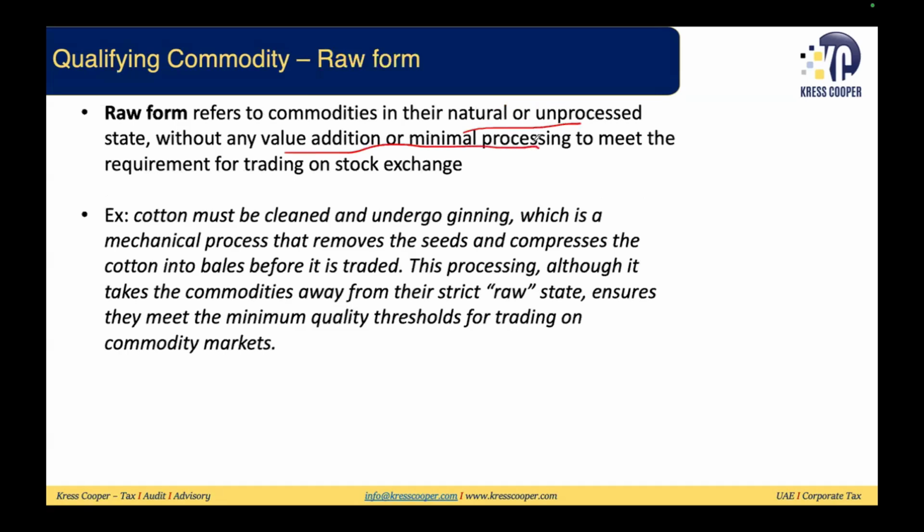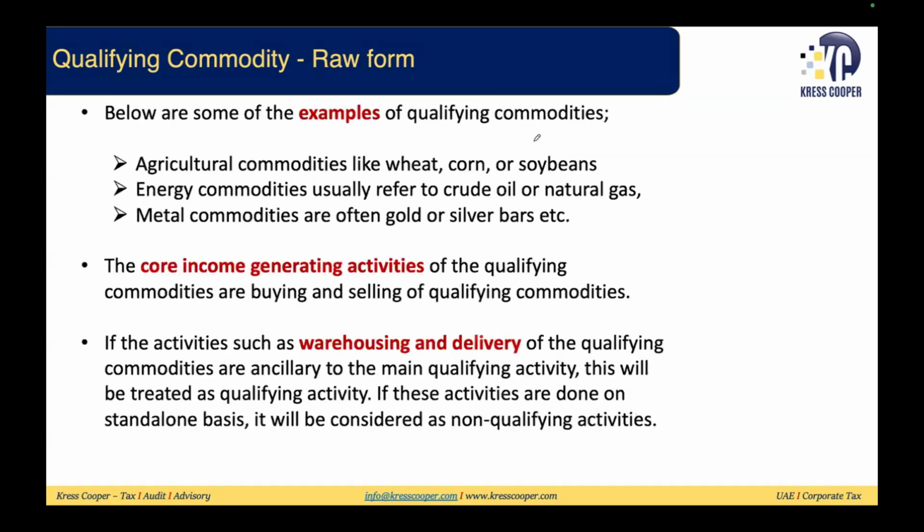Like cotton, we'll discuss in the guide. When the cotton goes through the ginning process, the seed is separated from the cotton. Still, it will be considered a raw form qualifying commodity. Examples of qualifying commodities in raw form: agricultural commodities like wheat, corn, soybean, and energy commodities like crude oil. When we are extracting the crude oil, there is mud along with the oil. When we are purifying, basically, we are removing the mud, removing sand, and separating the oil. Then this oil will still be considered a raw form commodity.